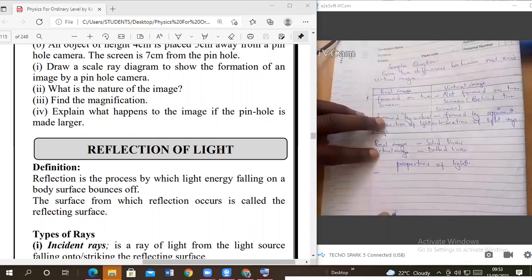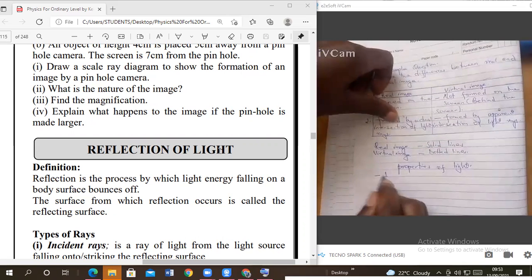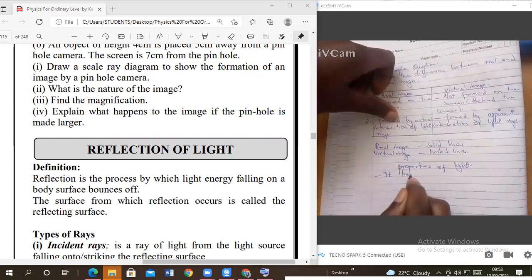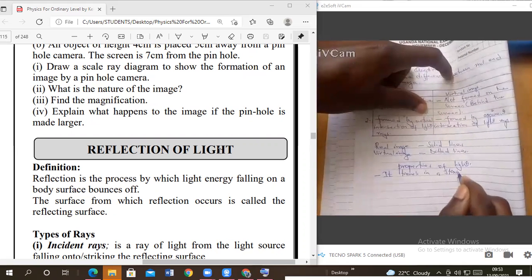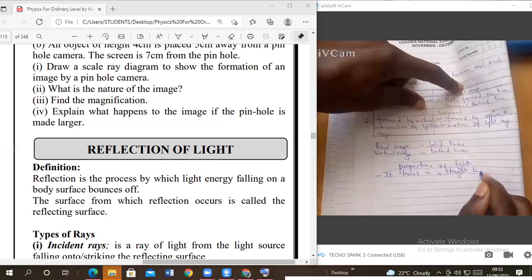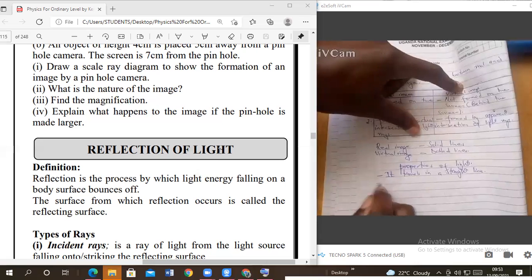Light travels in a straight line. Good. It travels in a straight line. Very good. That is one. Good. Next.